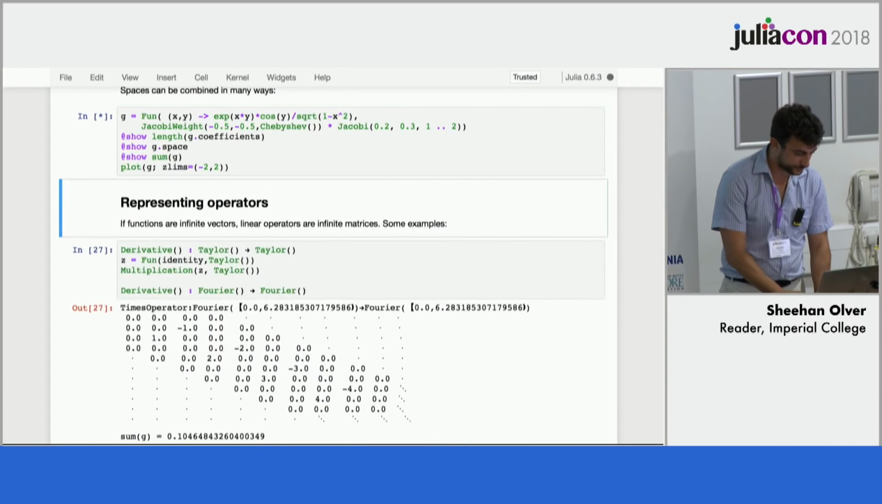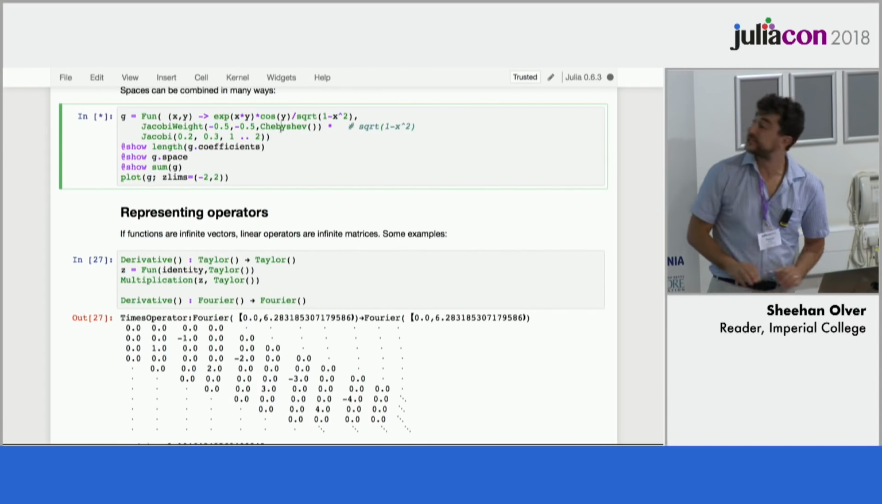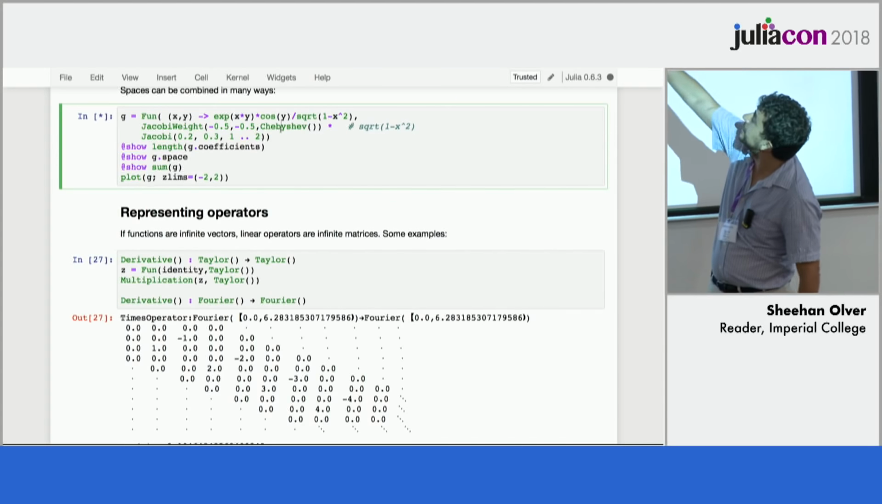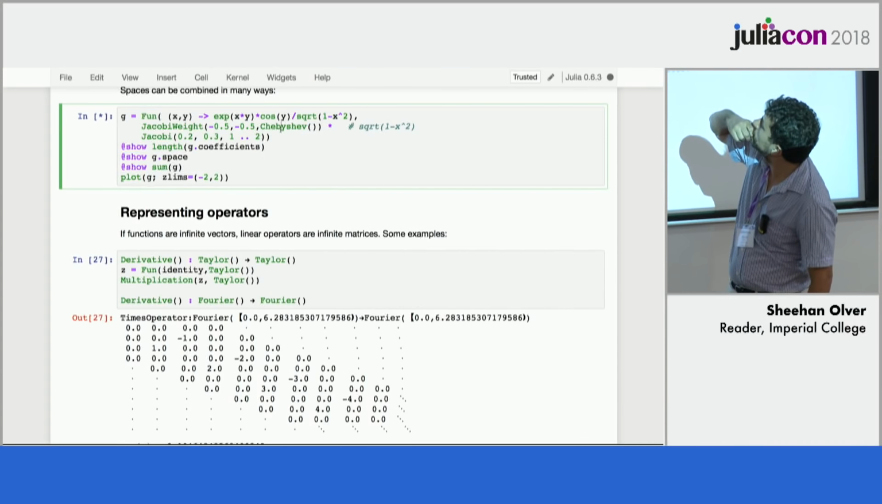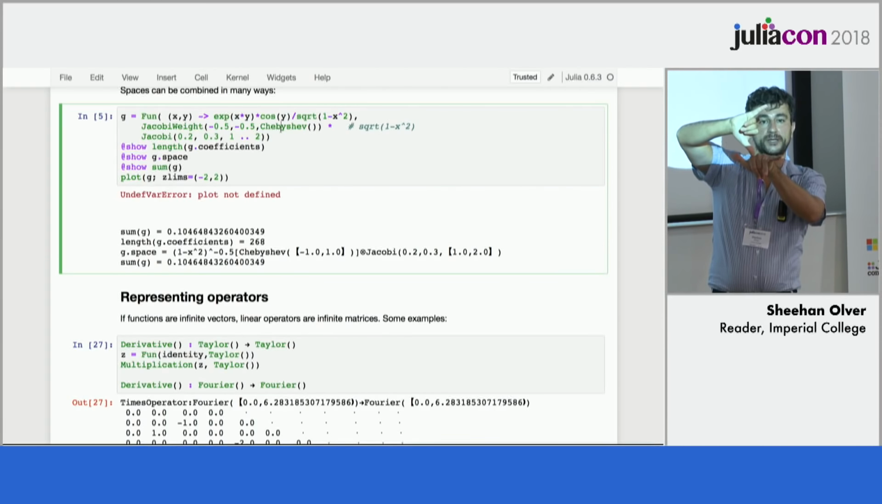Jacobi weight is weighting by 1 minus x. Well, this is just square root of 1 minus x squared times Chebyshev. So I'm actually incorporating singularities into the function. I'm taking a product of two spaces to make a space on a rectangle.